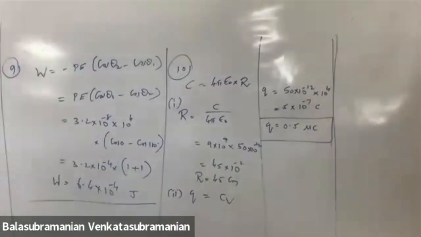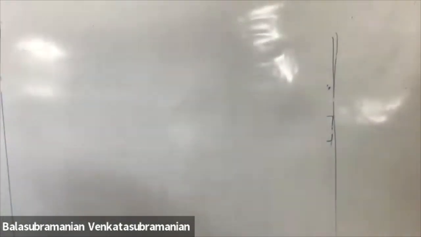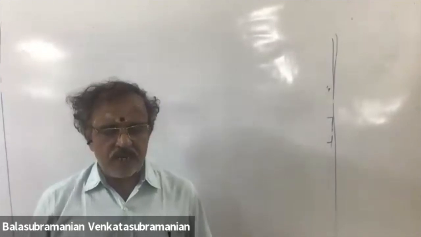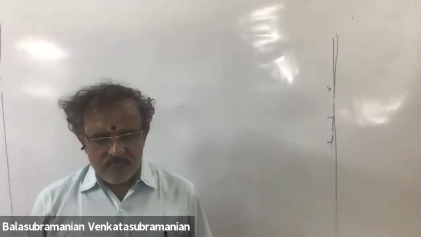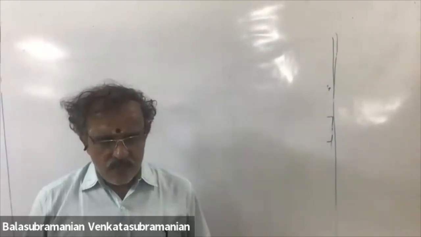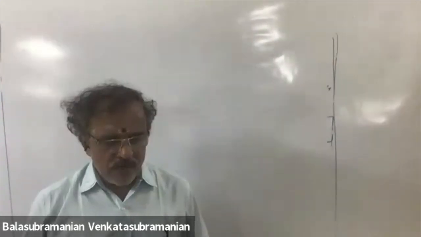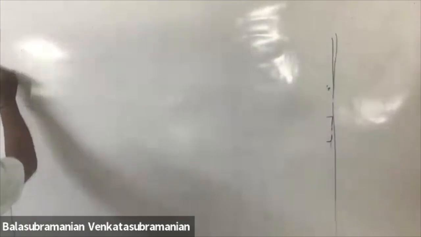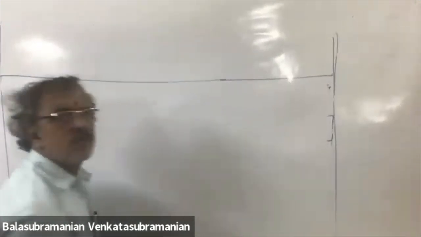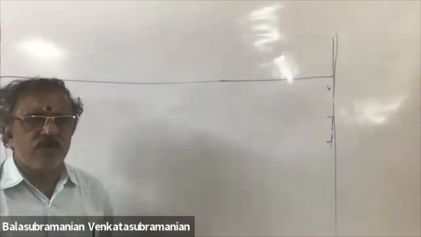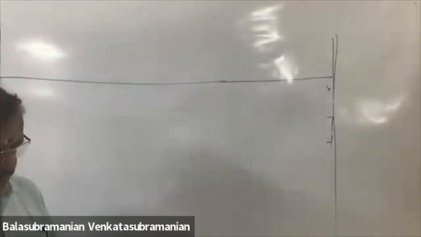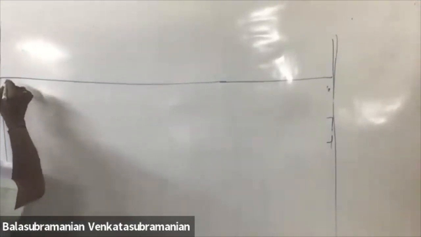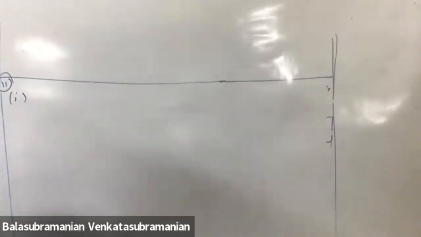Next, 11th one. Find the capacitance of a conducting sphere of radius 10 centimeter situated in air. How much charge is required to raise it to a potential of 1000 volt? This is problem number 11.